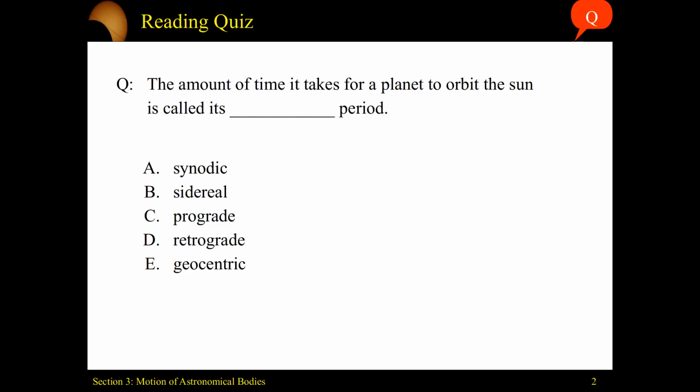What is the amount of time it takes for a planet to orbit the sun? What period is that? What is that period called? So pause the video, take a moment, come up with your answer, and then come right back.